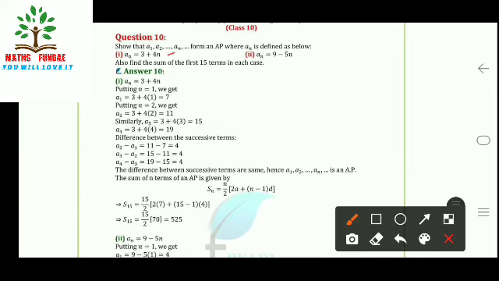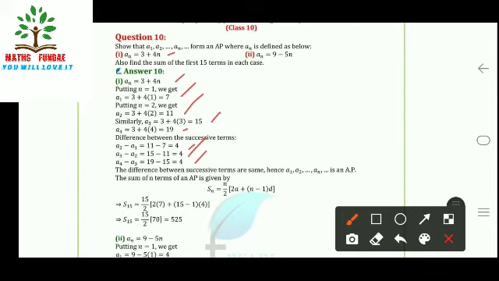So we have here an is equal to 3 plus 4n. Putting n is equal to 1, the first term will be 3 plus 4 into 1, that is 7. Putting n is equal to 2, we have a2 is equal to 3 plus 4 into 2, 11. Then a3 is equal to 3 plus 4 into 3, which is 15. In this way we get a4 equal to 19. Now we find the differences: a2 minus a1 is 4, a3 minus a2 is 4, a4 minus a3 is 4. So we can see the common difference is the same, which means it is an AP.